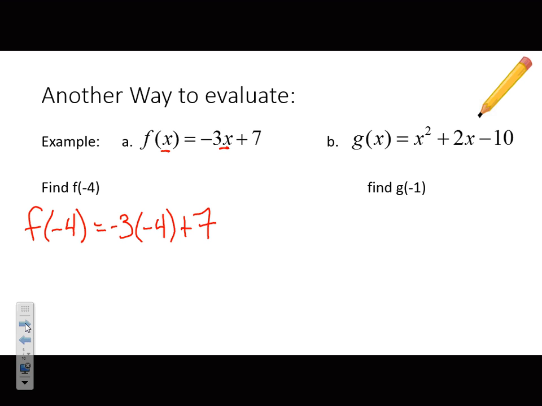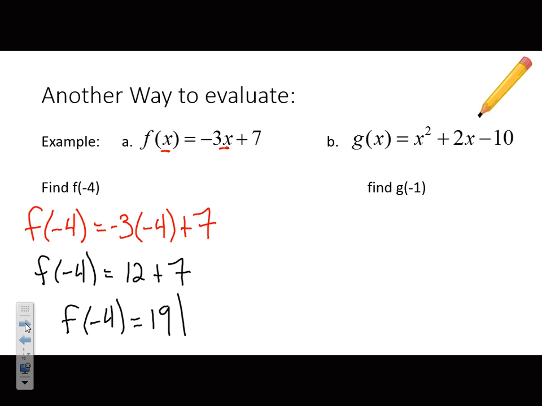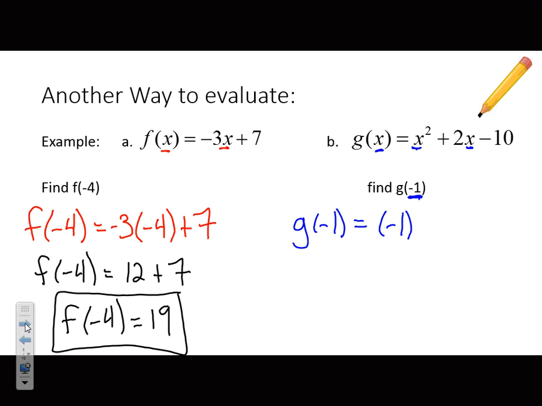Simplify this. f of negative 4 equals 12 plus 7. f of negative 4 equals 19, and that's going to be our answer. So when x is negative 4, my answer is going to be 19. Come over here, the same thing. Now we want the x to be negative 1. So anywhere there's an x, we're going to type in negative 1. So g of negative 1 equals negative 1 squared plus 2 times negative 1 minus 10.